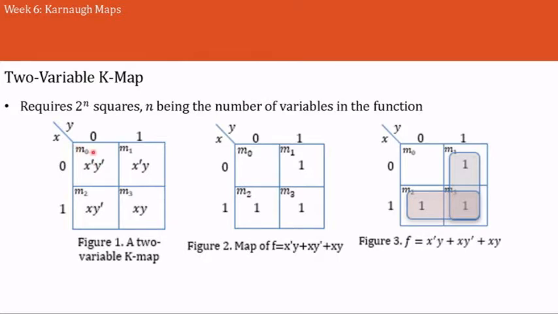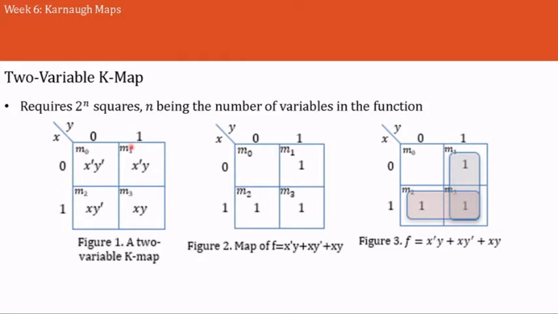For our boxes, let's start with minterm 0. Minterm 0 is the intersection of x and y. So what is the value of minterm 0? x is equal to 0 and y is equal to 0. That is why we have here x prime y prime. This is the same as how we get our minterms in the truth table, as discussed in our previous discussion.